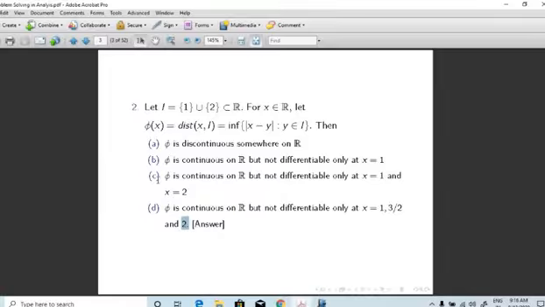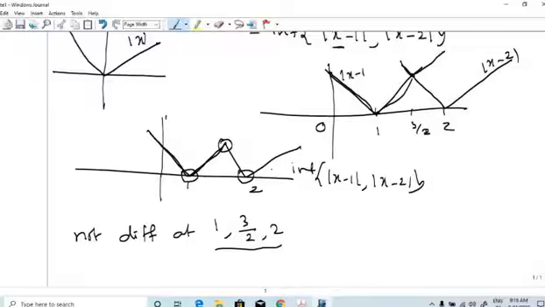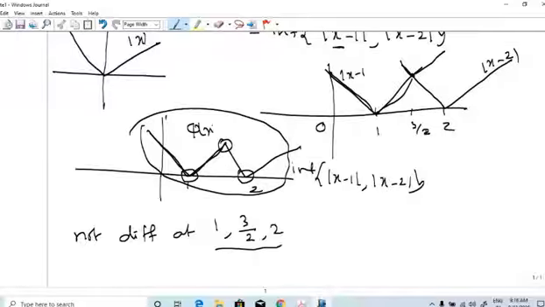All other options are wrong. Look at the first option. It says the function is discontinuous somewhere. No, look at the graph. It's not discontinuous. It's always continuous. So this is our function phi of x. This is the graph for phi of x. So it's always continuous everywhere. Therefore, the first option is false.